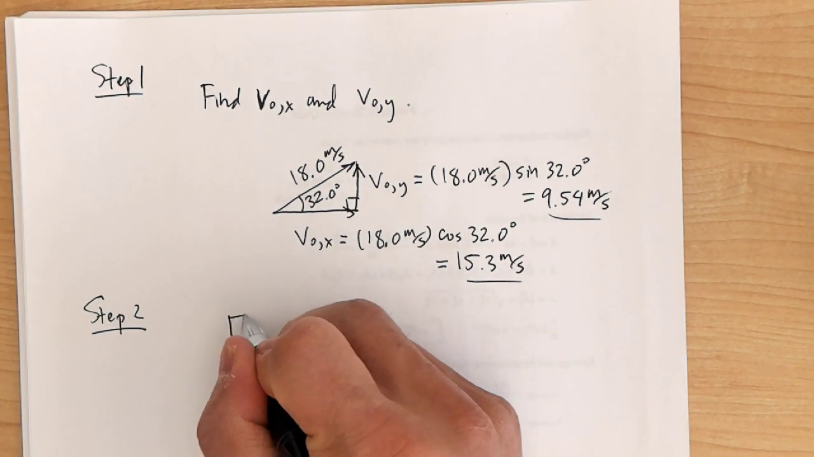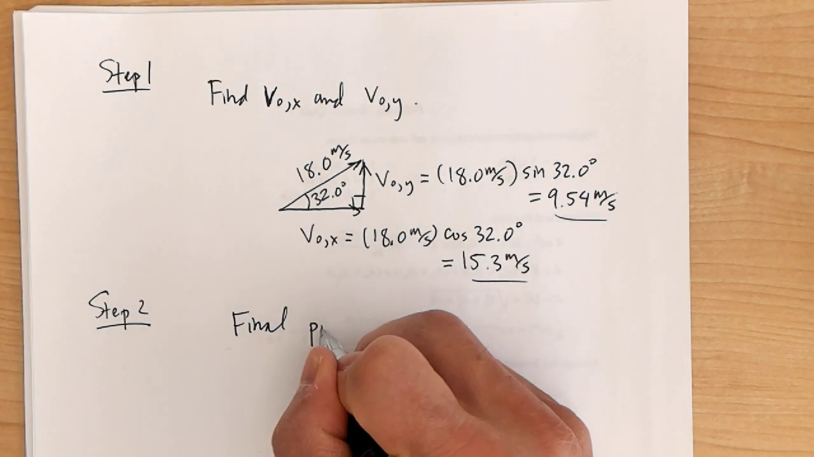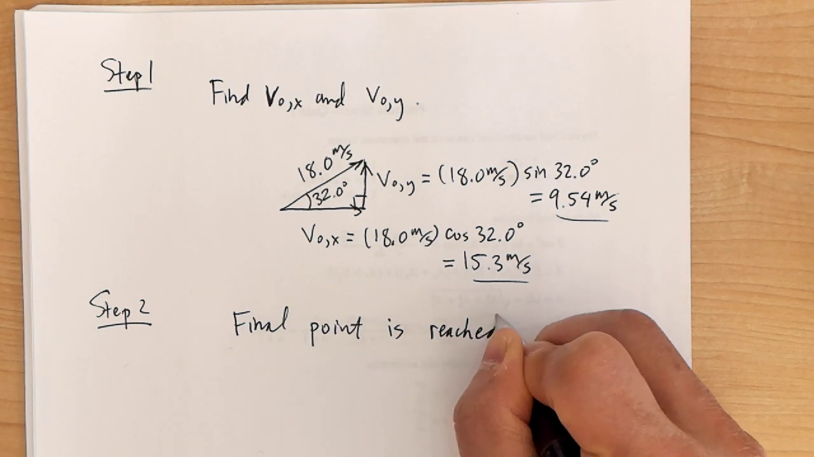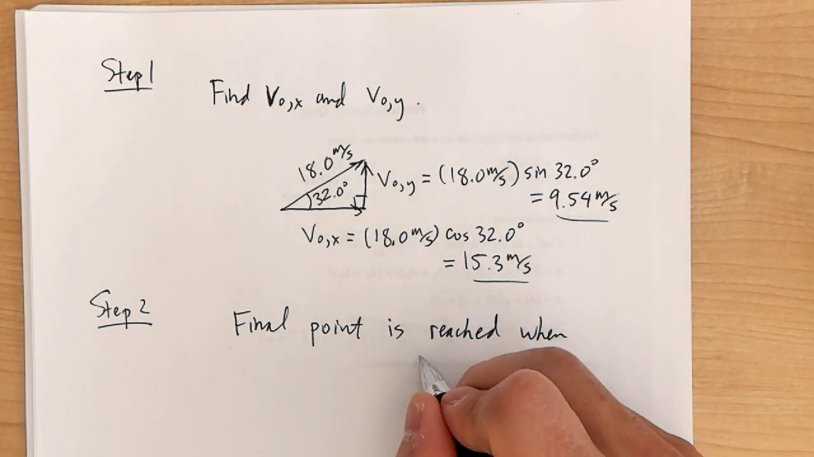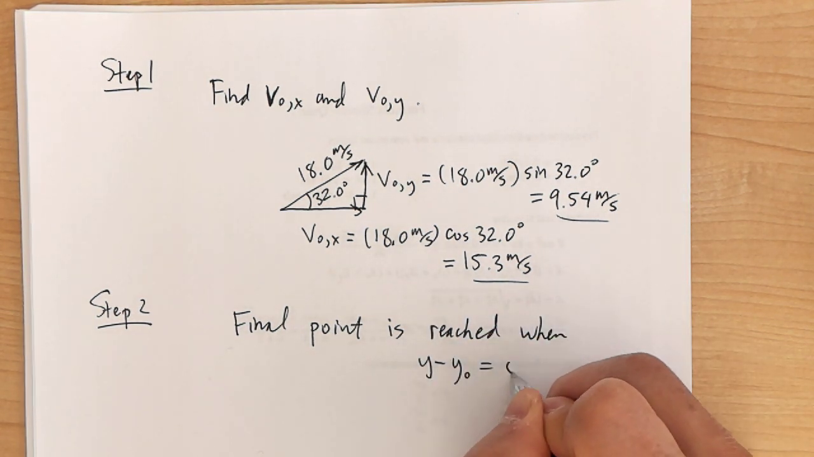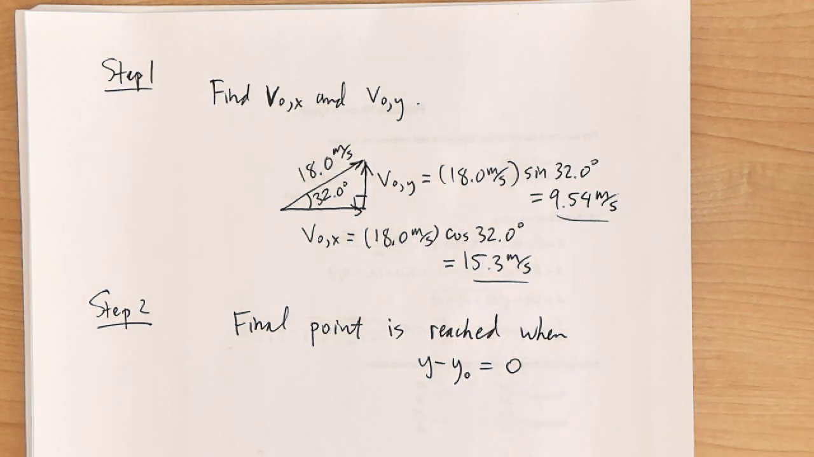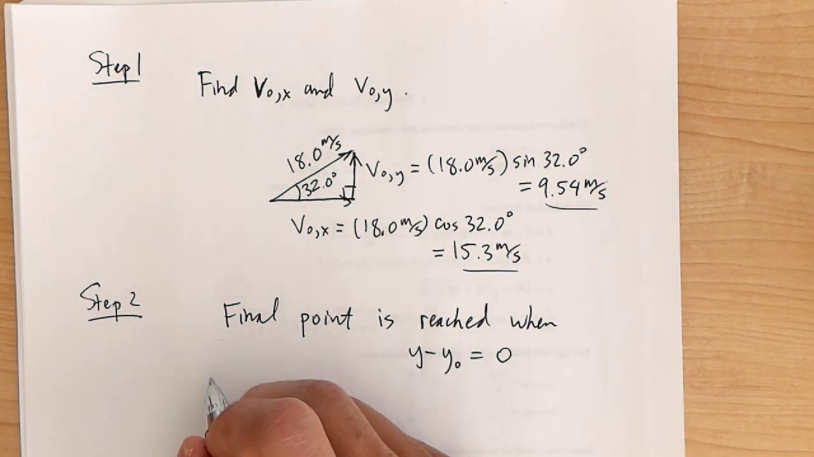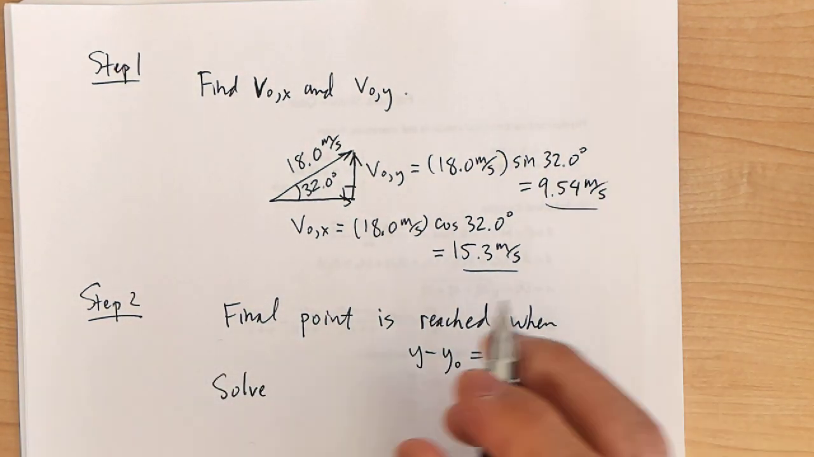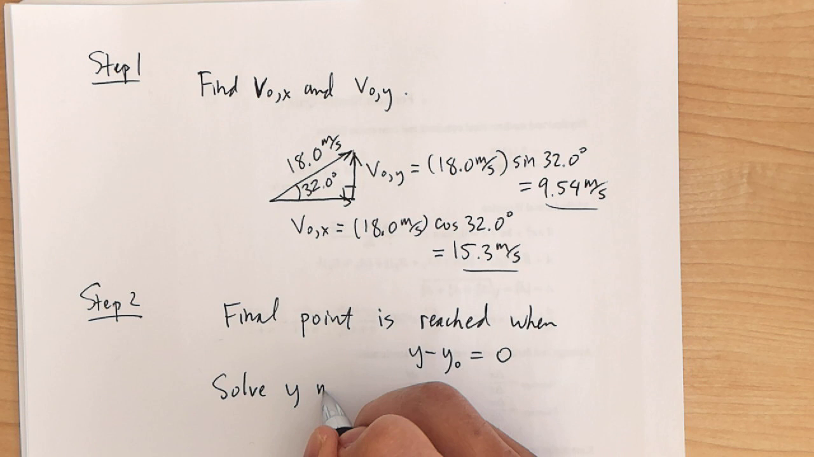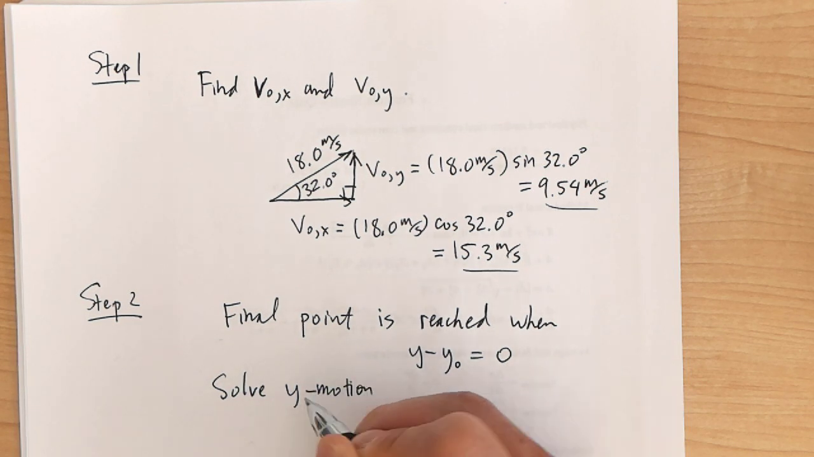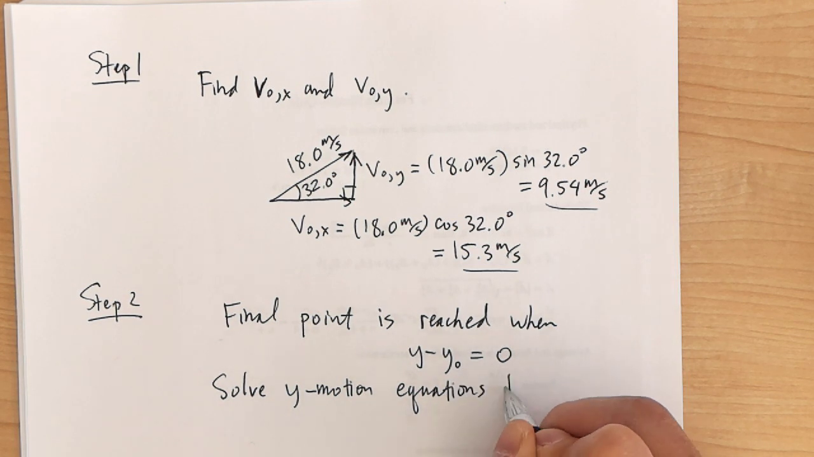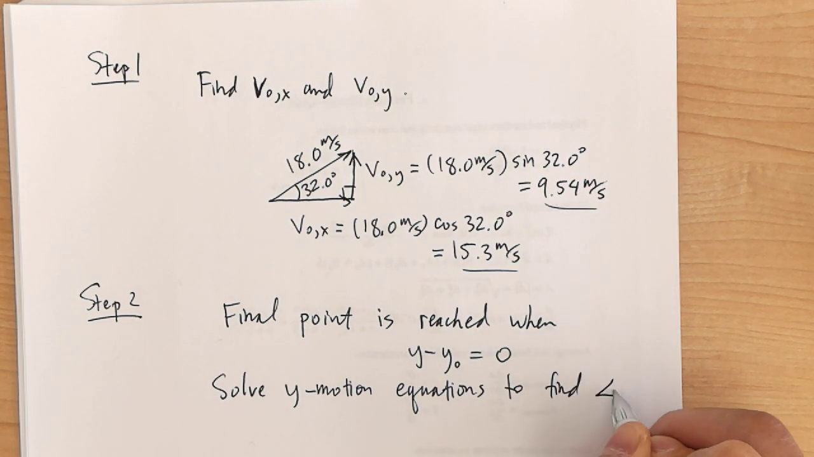So, the final point is reached when we have y minus y0 is equal to 0. Okay. So we start from the ground, we end at the ground. So y minus y0 will be 0. And we're going to solve. Clearly, we're solving the y motion. We solve the y motion equations to find delta t.